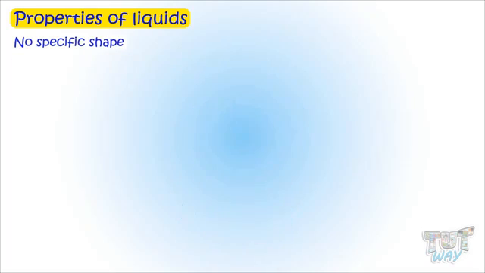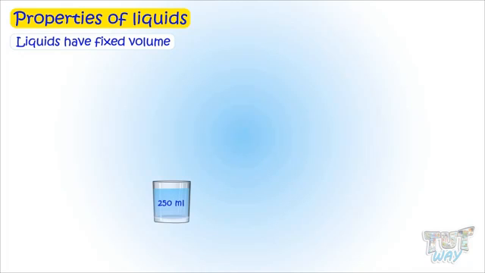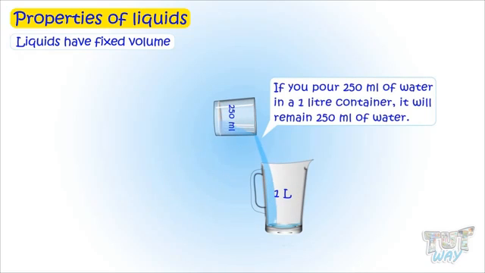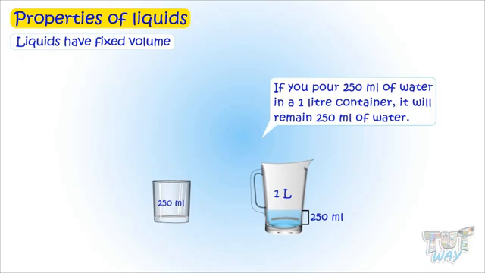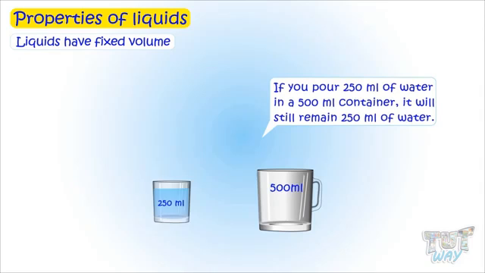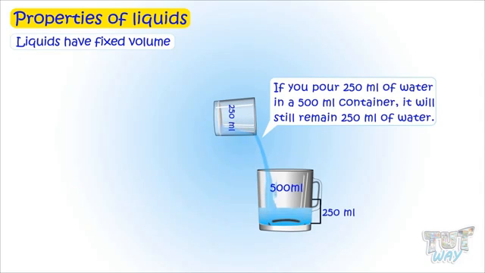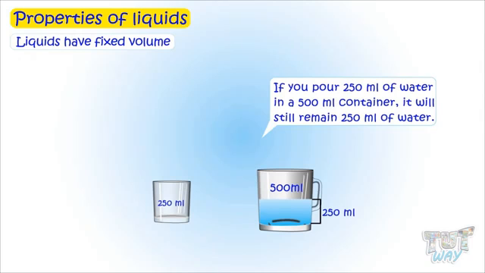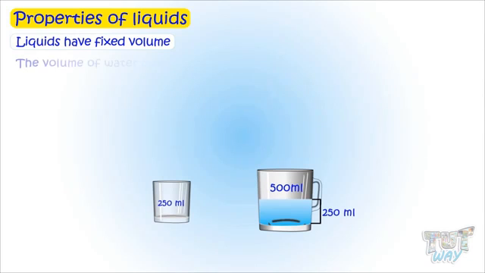Now, their next property. Liquids have fixed volume. Just like solids, liquids keep their same volume. That is, if you have 250 ml of water, if you pour it in a 1-liter container, it will remain 250 ml of water. If you pour 250 ml of water in a 500 ml container, it will remain 250 ml of water. That is, the volume of water does not change.